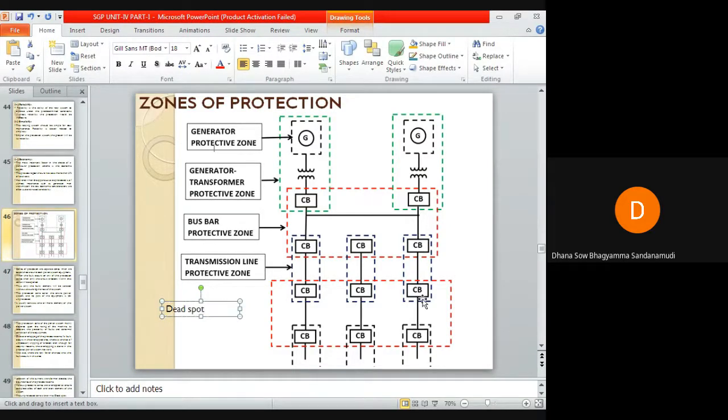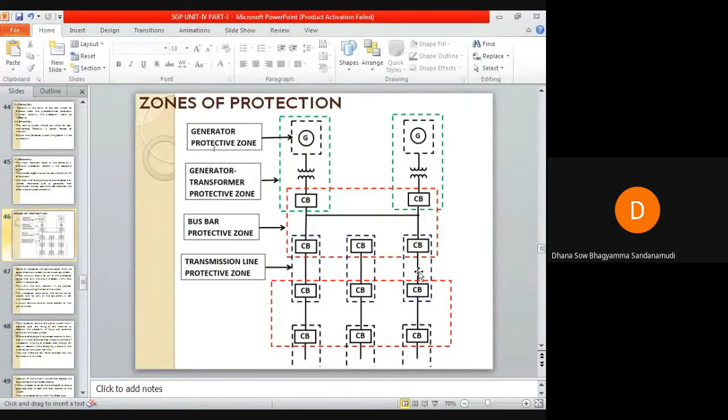Since all the protective zones are overlapping each other, there will not be any dead spots in the power system. The circuit breakers are located in connection to each power system element, and hence when a fault occurs, only the faulty section is disconnected. You can see the circuit breakers here. Since the circuit breakers are connected to each and every power system equipment, whenever a fault occurs, only the faulty section will be disconnected instead of the healthy section.